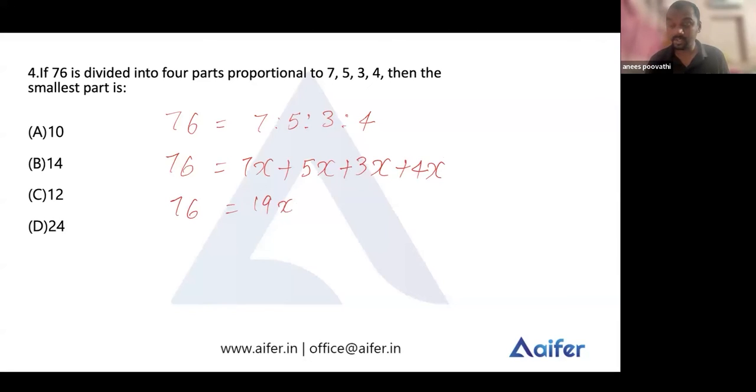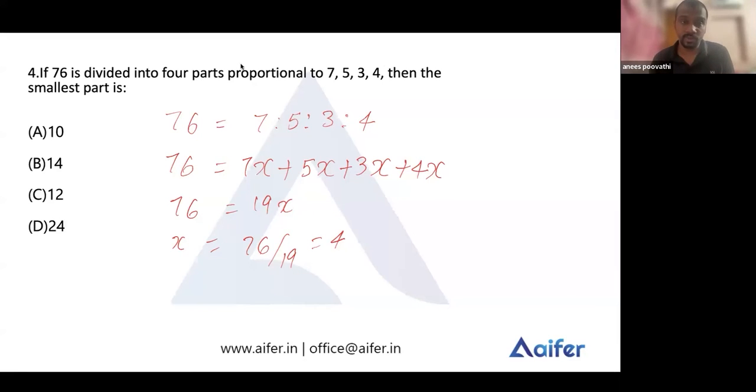So we have 76 is equal to 19x, from which we get x is equal to 76 by 19, which equals 4. Okay, so we have the value of x as 4. So what we want to find is the smallest part. Once we find the value of x, it's easy to find the answer for this particular question.